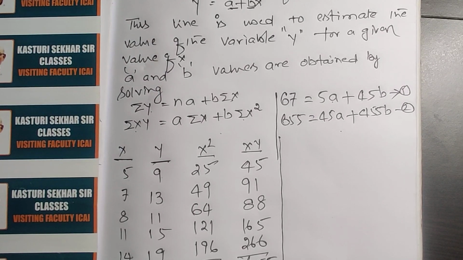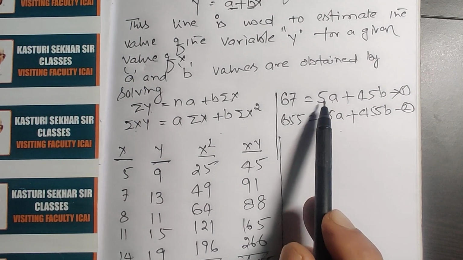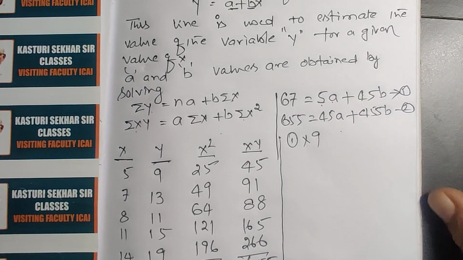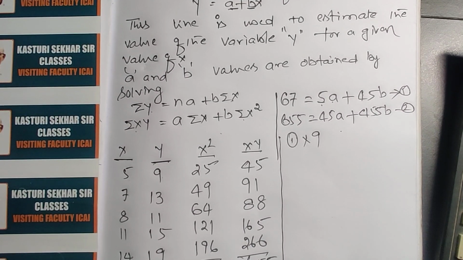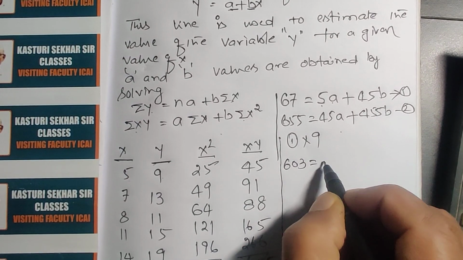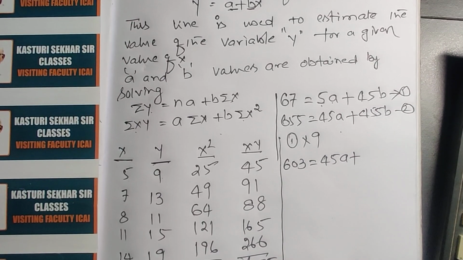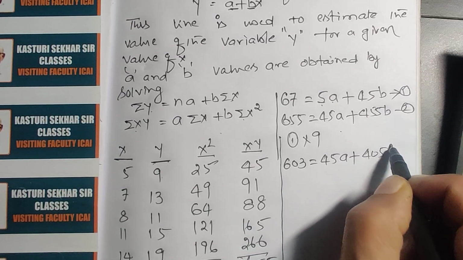Now what will I do here? One variable let me eliminate from the picture. I'll eliminate A from the picture. Equation number 1 multiplied with 9. 9 into 5 is 45. So this is 67 into 9, 603. 5 into 9 is 45A. 45 into 9. This is 405 into B.